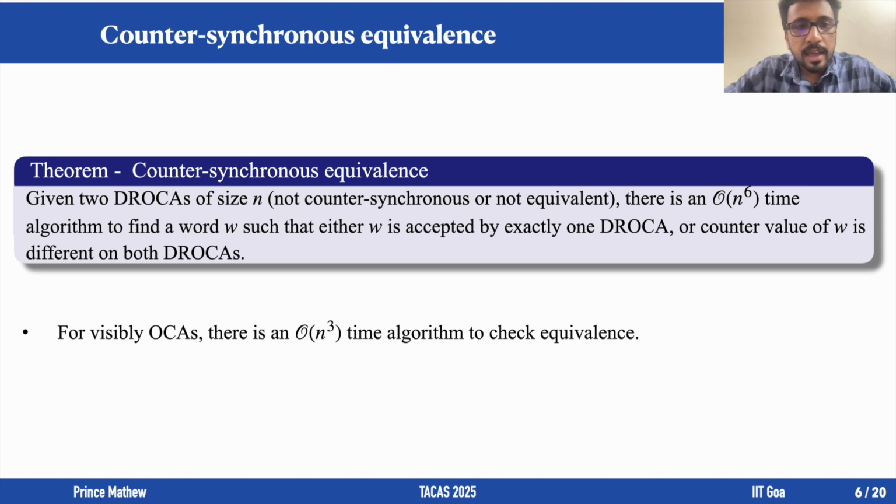So what is our theorem? We have that for two DROCAs of size n that are either not counter synchronous or not equivalent, there is an order of n raised to 6 time algorithm to find a word W such that either W is accepted by exactly one of the DROCAs or the counter value of W is different on both DROCAs. So you can find a word that is accepted by only one of these machines or a word W such that the counter value reached on that word is different on both the machines. This algorithm takes only order of n raised to 6 time and hence can be used in practice. For visibly one counter automata, we have an even faster algorithm that runs in order of n cube time for checking their equivalence.